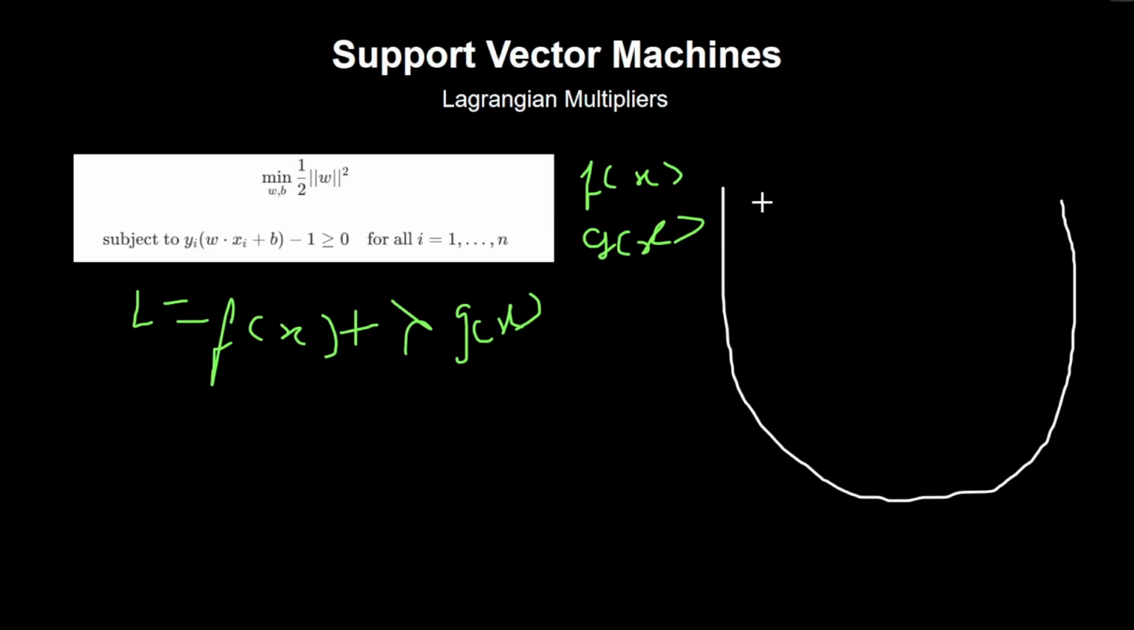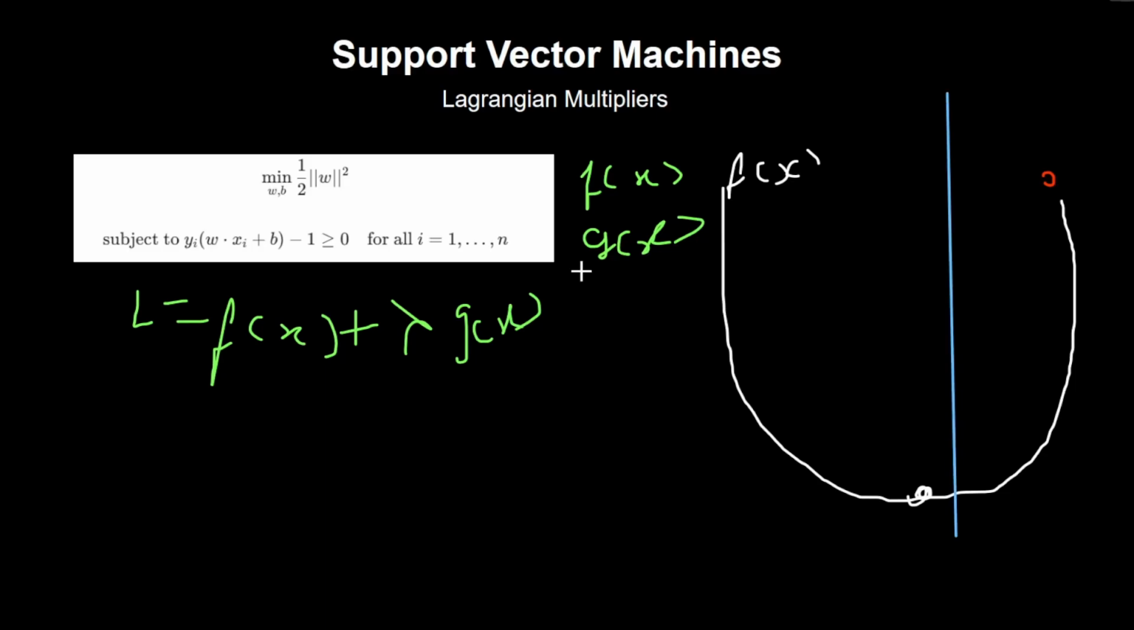Here, this is the point which we need to reach, which is the global minima. Imagine a ball which is rolled down from a hill. We roll the ball along this curve to reach this point. This is our goal, but now it's not a normal optimization problem. We have another constraint, g of x. Let's say in this case, g of x is a vertical line like this.